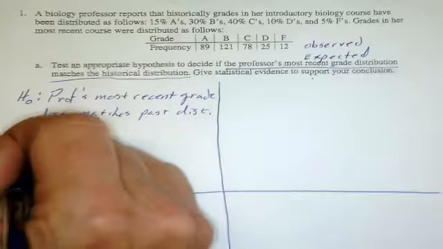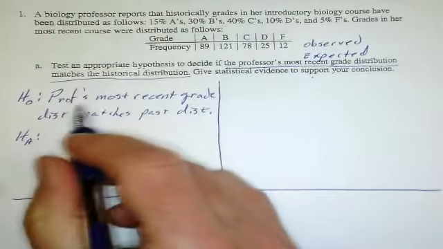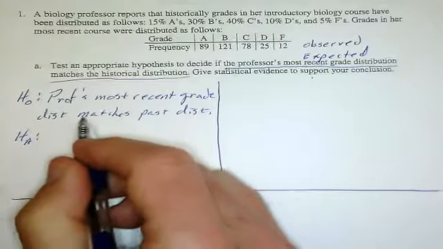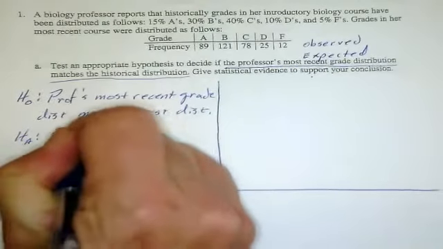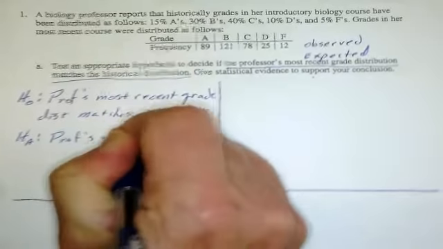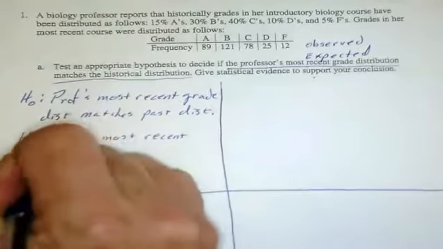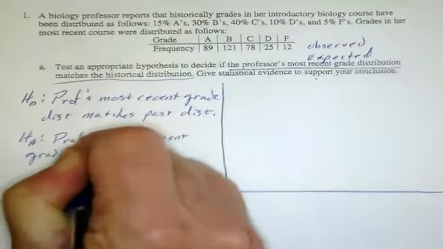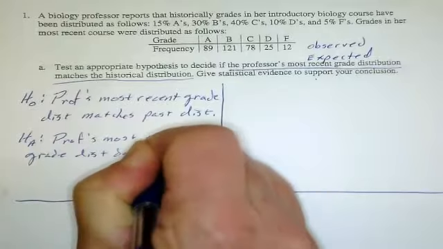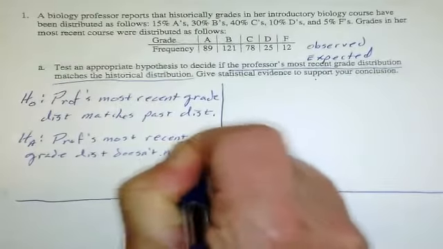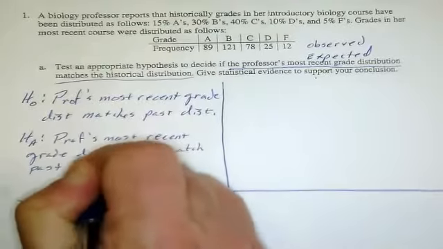So the alternative is the opposite of that, the inverse of that. So we're going to put a not. The professor's most recent grade distribution does not match past distribution.